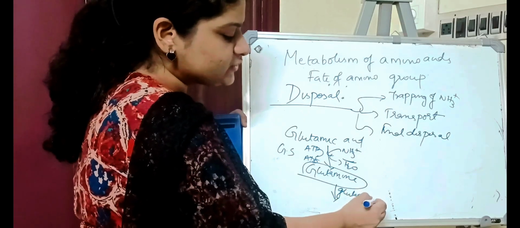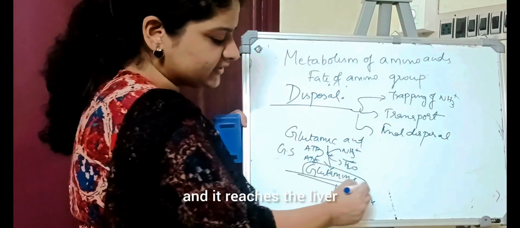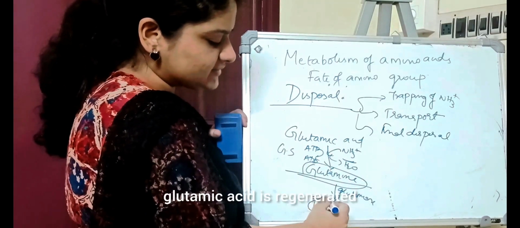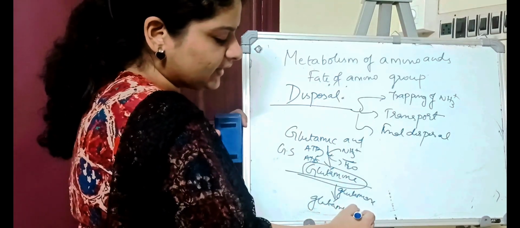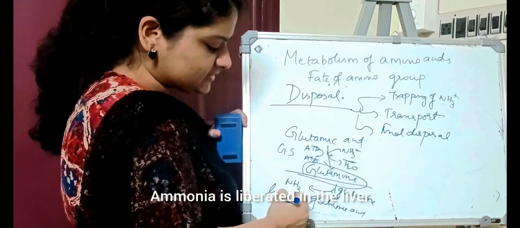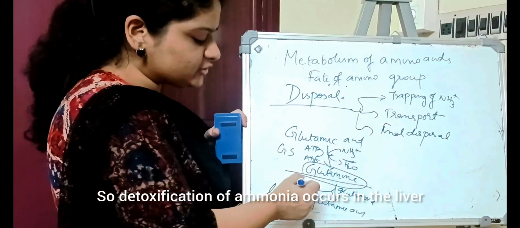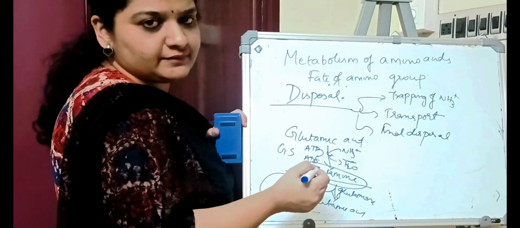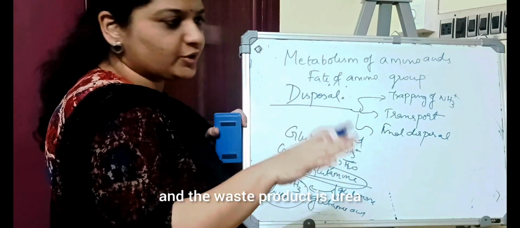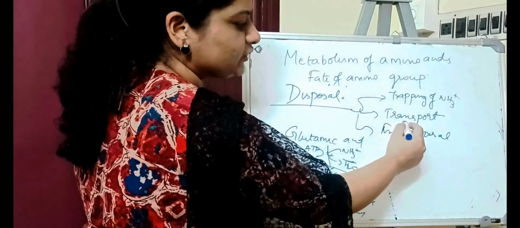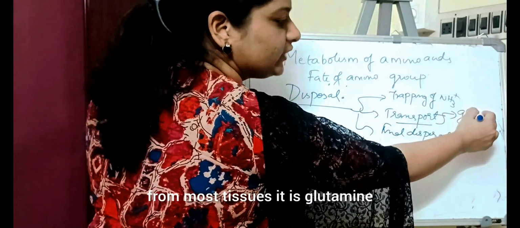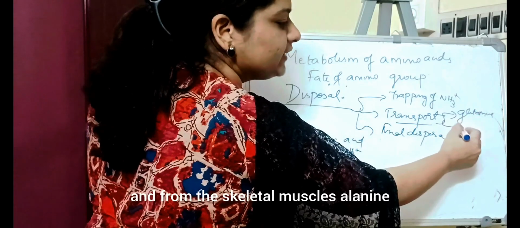Glutamine is a transport form and it reaches the liver. In the liver, by the action of glutaminase, glutamic acid is regenerated and ammonia is liberated. Detoxification of ammonia occurs in the liver as the urea cycle. So this ammonia enters the urea cycle and the waste product is urea. The transport form from most tissues is glutamine, and from the skeletal muscles it is alanine.